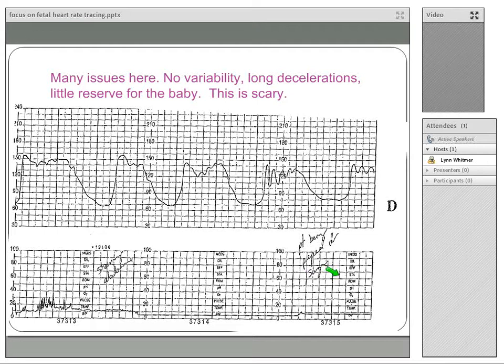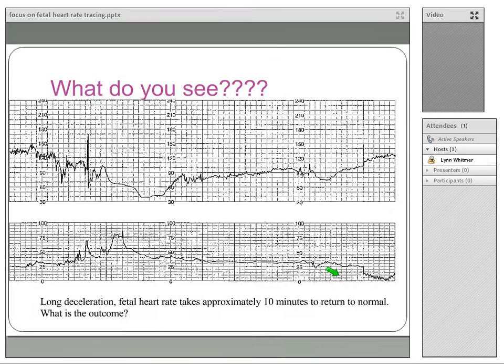What do you see here? First of all, what's the baseline? Well, we only have a second here or so. We know that the baseline's about 130. We also know that the baby had some pretty good variability going on initially. Probably no accelerations, but we do note a prolonged deceleration. It dropped down into the 40s, got maybe back up to the 70s, 80s, but it is prolonged. This is approximately a 10-minute deceleration.